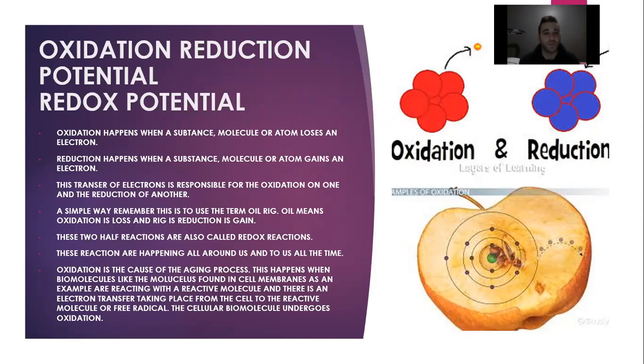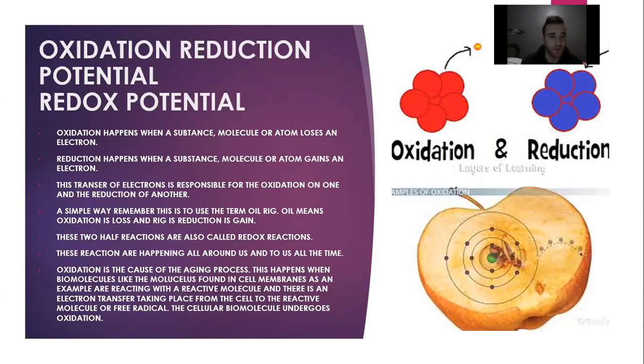Oxidation is the cause of the aging process. This happens when biomolecules, like the molecules found in cell membranes, react. So every human cell has a layer around it called a cell membrane, and it's created by these things called phospholipids, which are like a fat, and there's a layer of that around every cell. So that's what I mean by cell membranes.